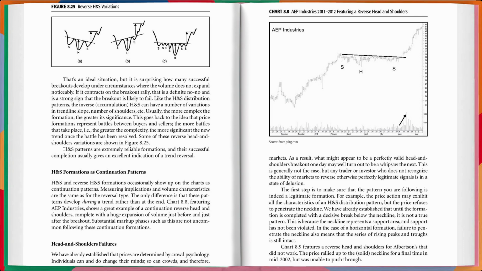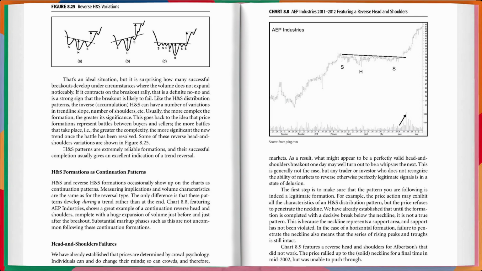H&S formations as continuation patterns. H&S and reverse H&S formations occasionally show up on the charts as continuation patterns. Measuring implications and volume characteristics are the same as for the reversal type. The only difference is that these patterns develop during a trend rather than at the end.